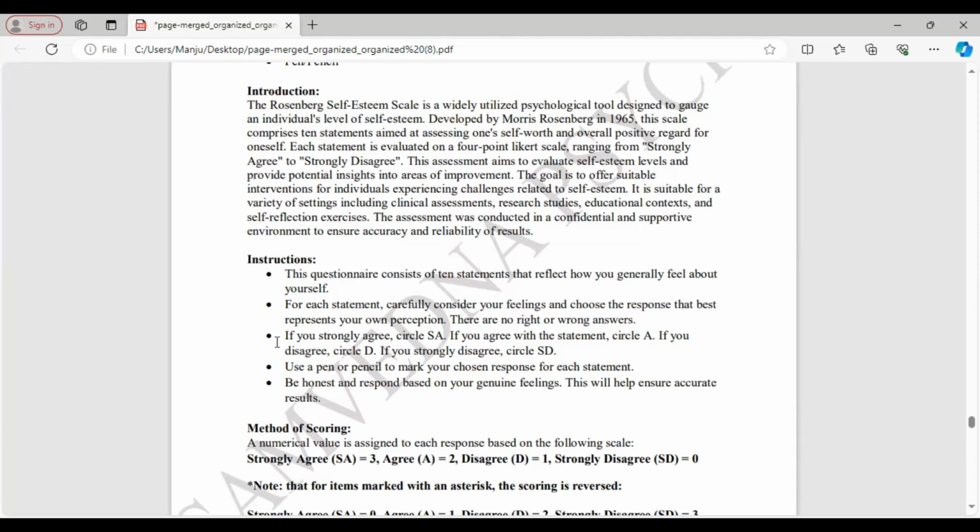If you strongly agree, circle SA. If you agree with the statement, circle A. If you disagree, circle D. And if you strongly disagree, circle SD. Use a pen or pencil to mark your chosen response for each statement, and be honest and respond based on your genuine feeling, as this will help to ensure accurate results.